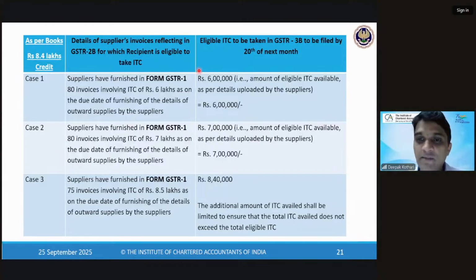Yes. So you cannot claim it now, but in the next month. If the supplier has uploaded invoices to the extent of the 10,000 rupees but you have not received the invoice, then once you receive it the next month, that time you can claim the credit. It will again appear next month. That time you can claim it.